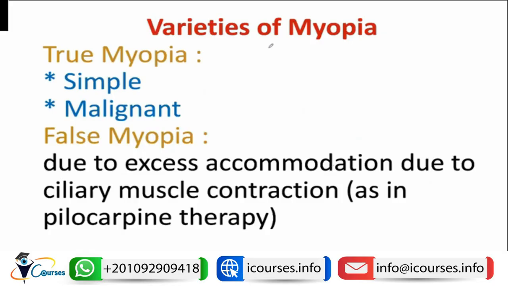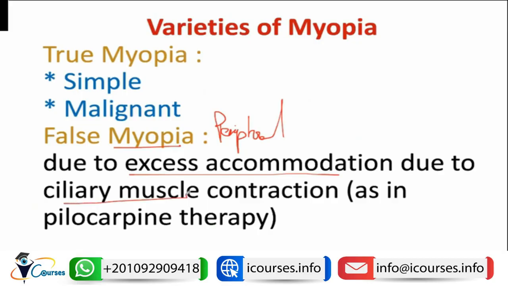We have types of myopia that are called the true myopia, like simple and malignant, that we have just discussed. The malignant is another term for the degenerative. And we have a false myopia, sometimes called a peripheral myopia. So this is not due to an actual increase of the refractive power of the eye or refractive index of the eye or increasing the axial length. This is just excess accommodation in patients who have a ciliary muscle spasm.